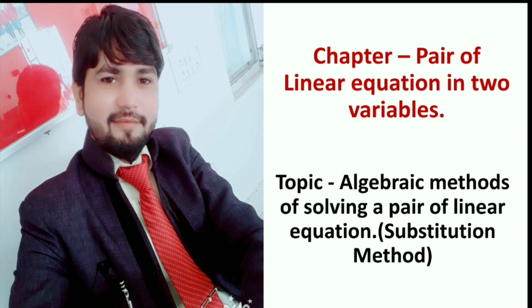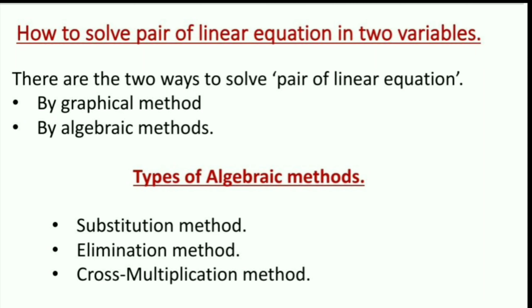As I already told you, a pair of linear equations can be solved by two methods. One is graphically and the second one is algebraically. Graphically I have already discussed with you, and algebraic methods are of three types. First is the substitution method, second is the elimination method, and third is the cross multiplication method. Today we are going to discuss the substitution method to solve a pair of linear equations in two variables.